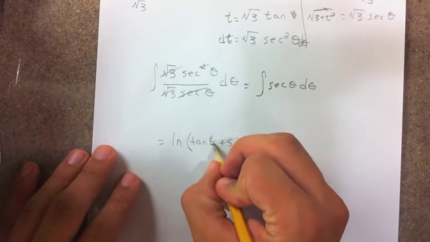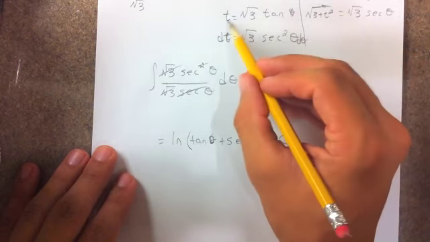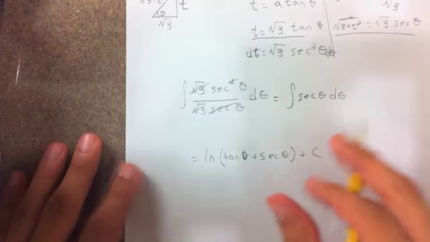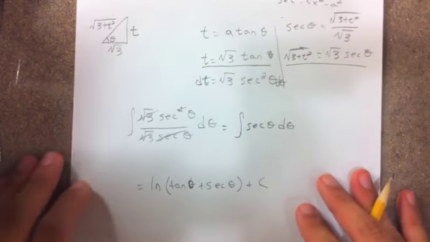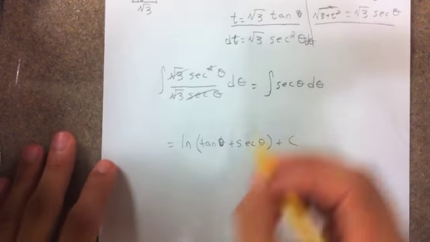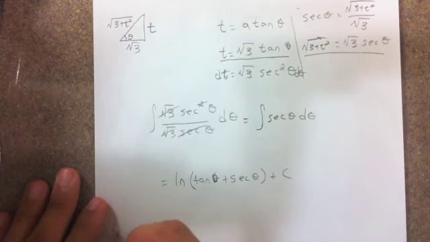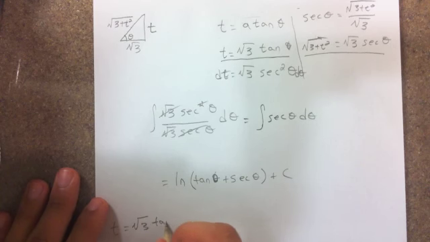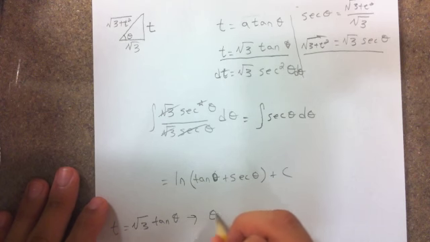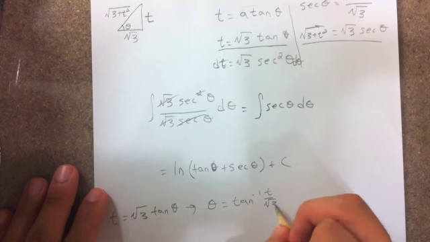So what we're going to do here, in order to put it back in terms of t, is solve for theta from what we know up here, from this equation and this equation. The first time we solve for theta, it's going to be the same theta, it's just going to be in different terms. It's going to be in terms of tangent, and in terms of secant. So we solve for theta from this equation. We divide this over. So t equals root 3 tangent theta. Solve for it, divide the root 3 over, take the tangent inverse. We're going to find that theta equals the tangent inverse of t over root 3.